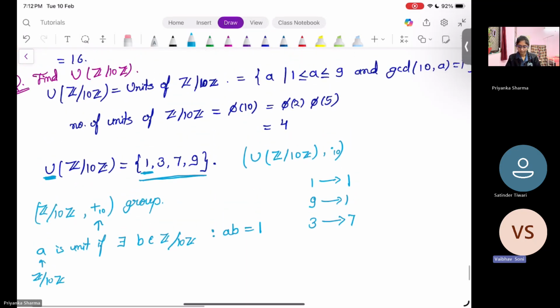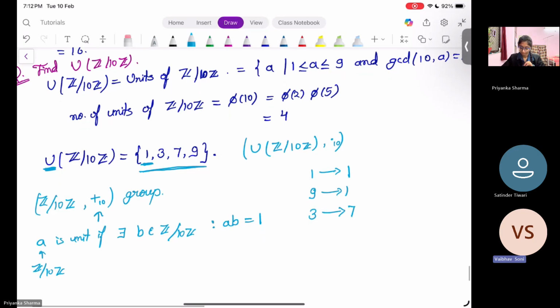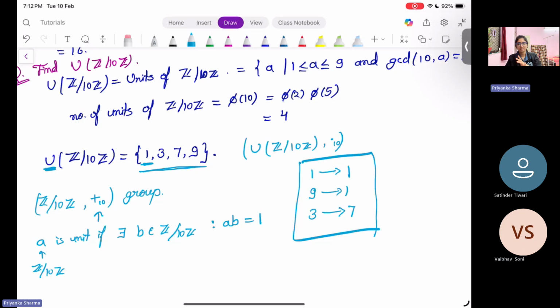But why do we call this a unit? What does the word unit mean? Because this is a collection of all multiplicative units. Okay, I got it. And these are the inverses: 1 is the inverse of itself, 9 is again the inverse of its own, and 3 and 7 are inverses of each other.